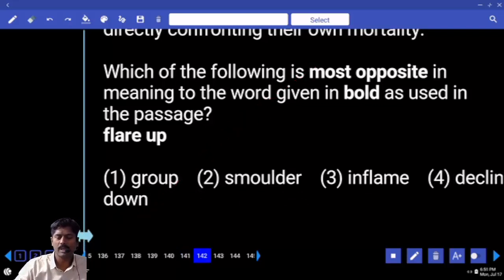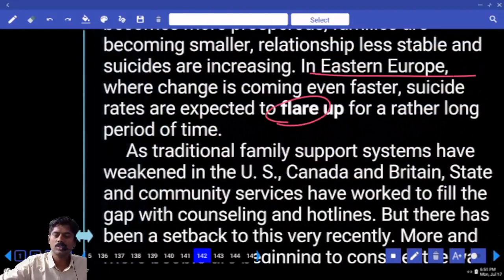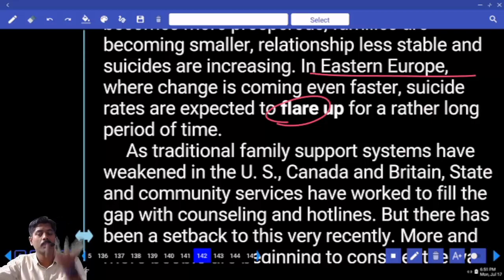Flare up. Do you know flare gun? How many of you played PUBG? Flare gun. In the context, in Eastern Europe, where change is coming even faster, suicide rates are expected to flare up for a rather long period of time. Expected to flare up and increase.